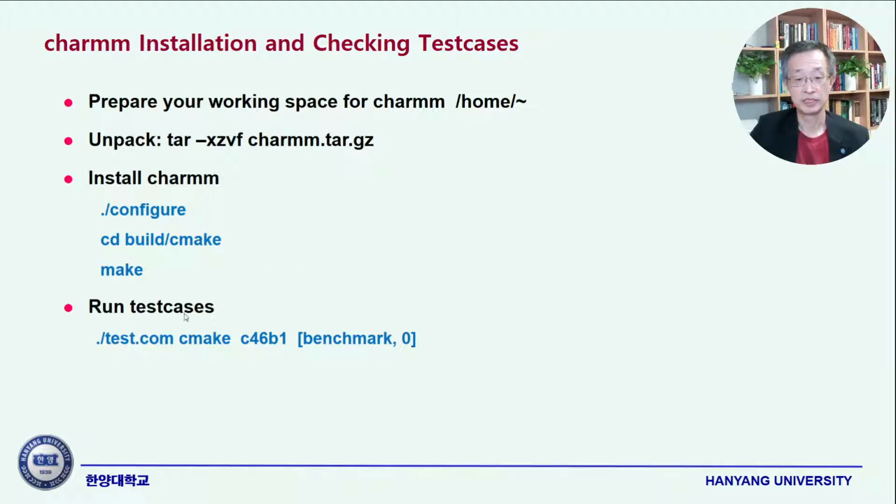And then run test cases using the test.com script, which requires C shell or T shell. And then the option for test.com is cmake, because you are doing a CMake installation. And then the directory names. I will show the first name, because the current free CHARMM distribution is version C46B1, so I just named it that, but this is your own choice for collecting your test case output files. And then if you have benchmark files, then you need to give that benchmark directory.